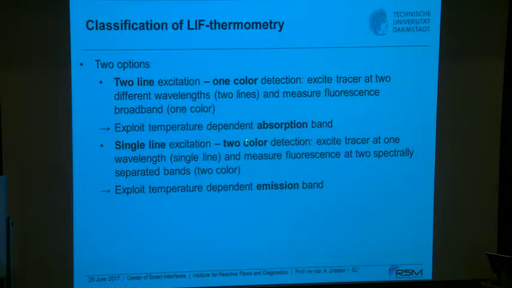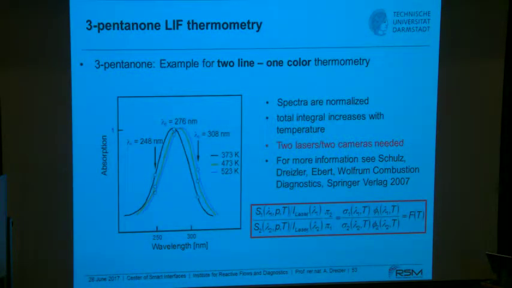And then you can use a so-called two-color detection. You use two detectors equipped with different filters. They're looking for different parts in the spectrum, and thereby can monitor how the emission spectrum changes when the temperature is increasing or decreasing. And to visualize that a bit more, I have two examples showing that. The first is the two-line, one-color thermometry based on 3-pentanone over here, with some more information given in this review in this textbook over here.